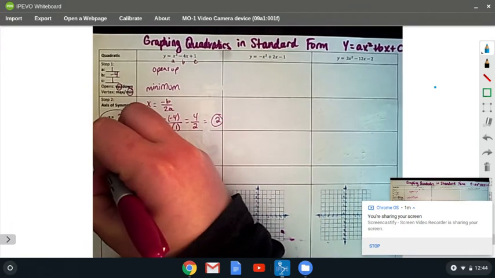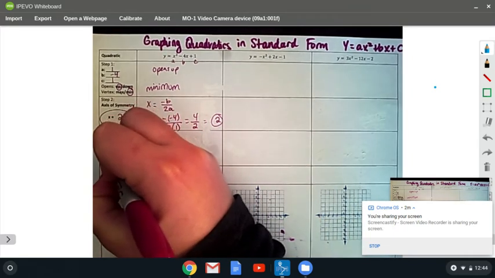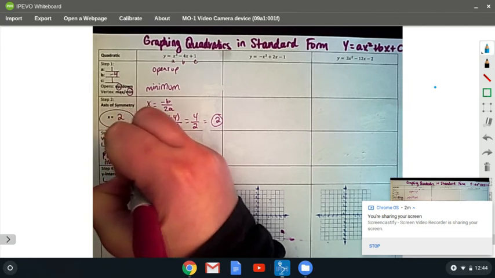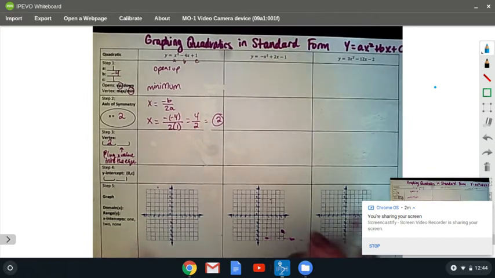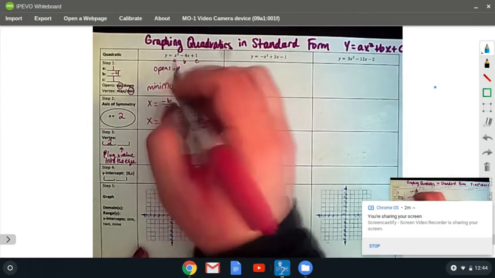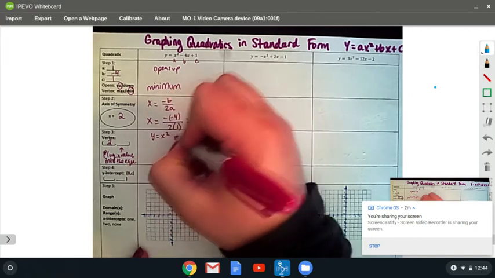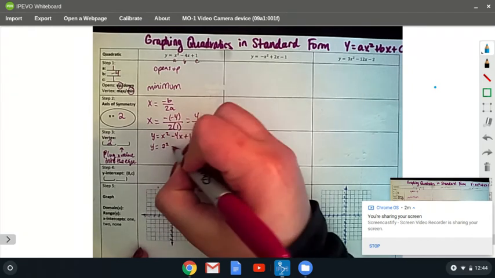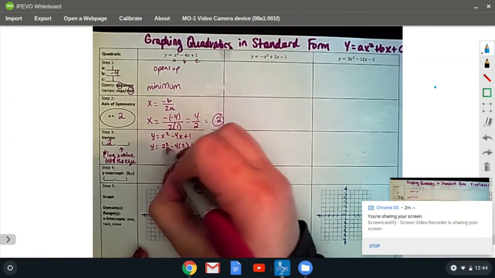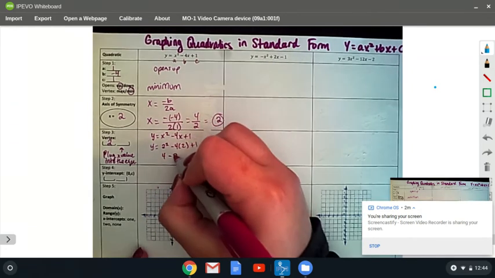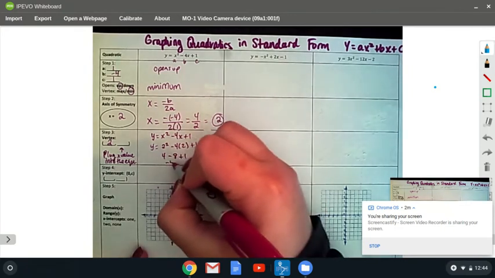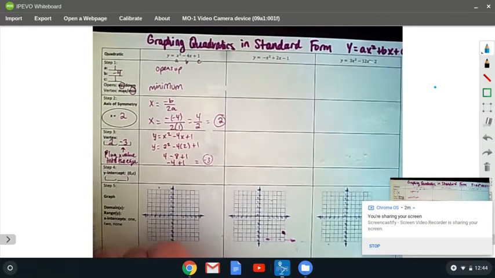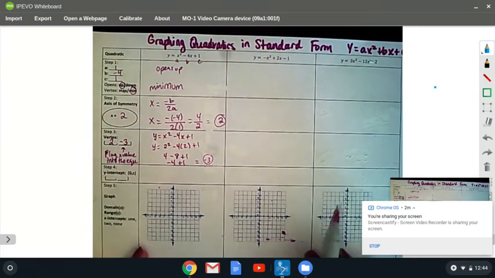To find the y value, we have to plug the x value into the equation. That's how we find our y value. So this original equation up here, I'm just going to plug in 2 for x. It's 2 squared minus 4 times 2 plus 1. 2 squared is 4. 4 times 2 is 8. 4 minus 8 is -4, plus 1 is -3. So your vertex is 2, -3.